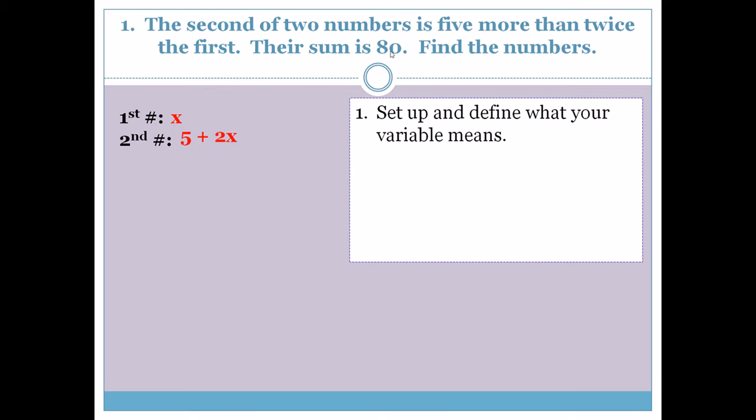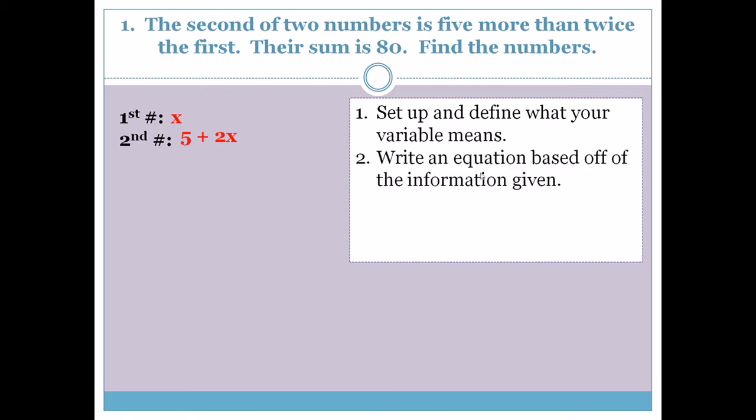Notice the sentence here says their sum is 80. So our next step is to write an equation based off the information given. So their sum is 80. If I add this number and this number, I get 80. So let's do that. x plus 5 plus 2x equals 80. So we've written an equation. Now we just need to solve it.